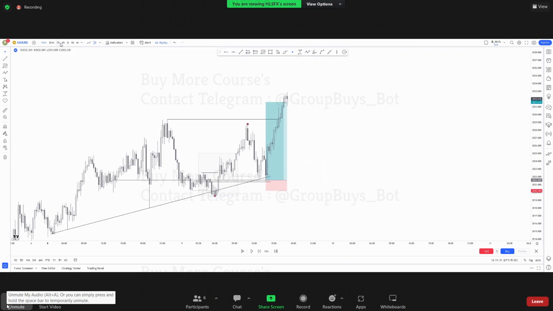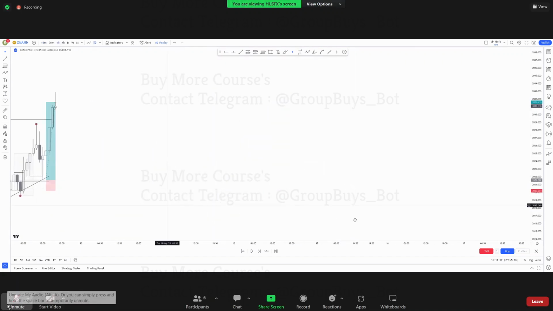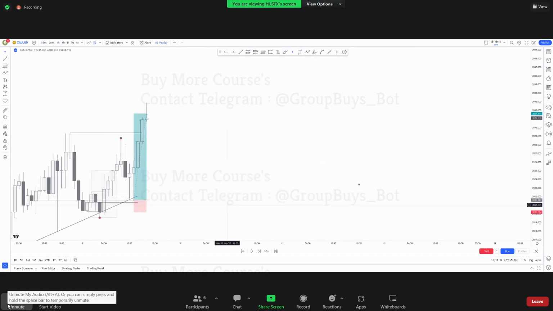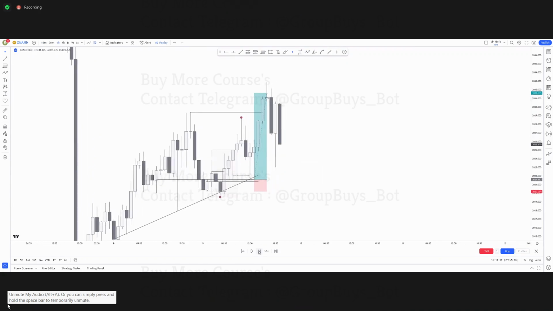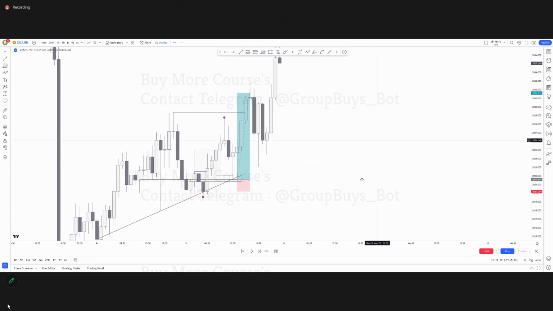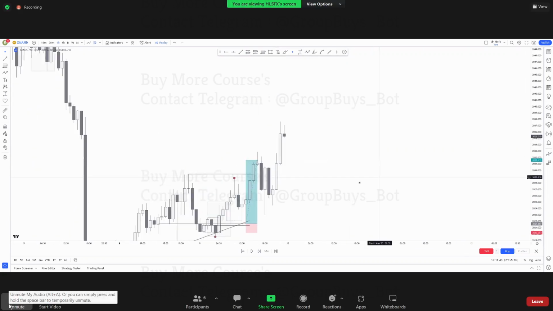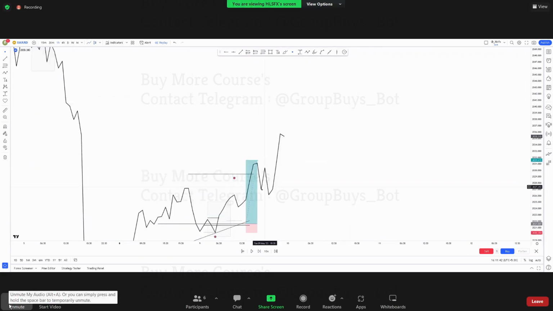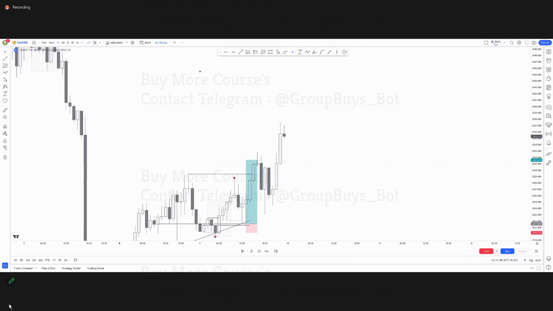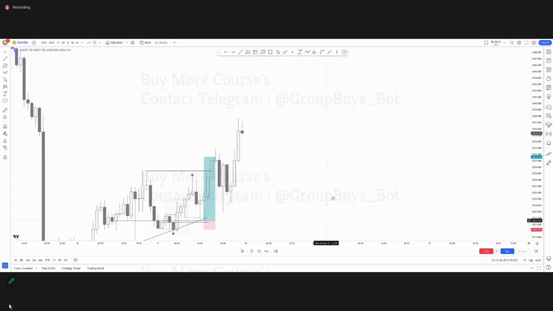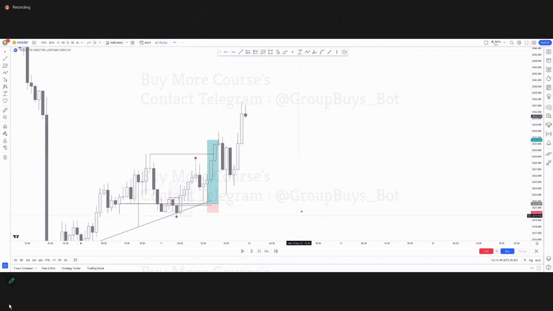So now again, I'll go to the 1 hour time frame. I'll show you a couple more examples of trades. Okay, so I see another strong low, sweep of liquidity, break of structure. So now, where will I enter?